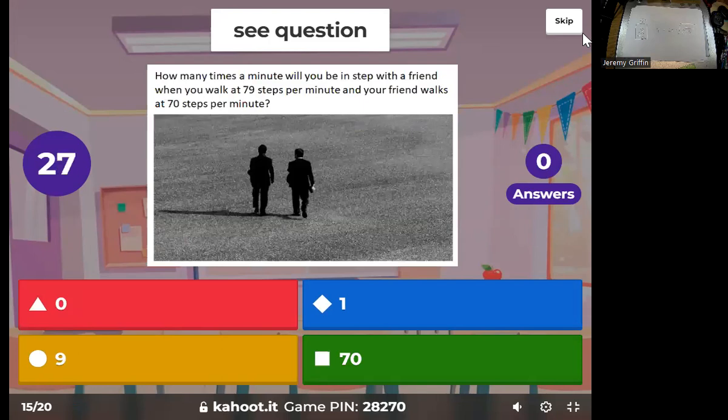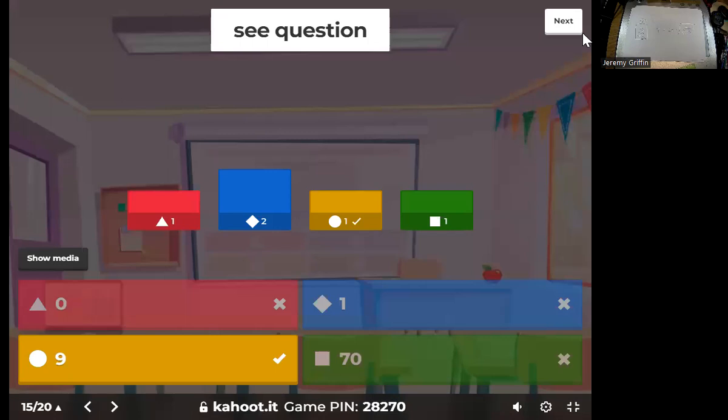How many times per minute will you be in step with a friend when you're walking? You take 79 steps per minute, and your friend's walking 70 steps per minute. Steps per minute just sound like cycles per unit time, like hertz. Yeah, 9 times per minute. It's 79 minus 70. That's how you get there.